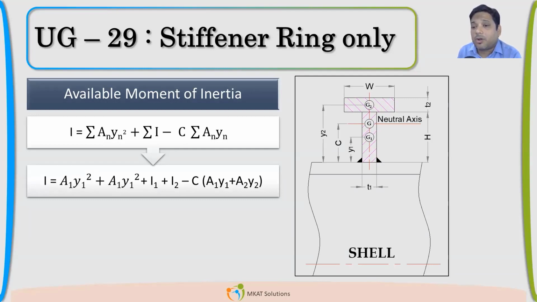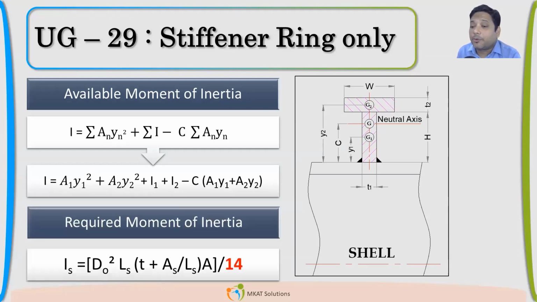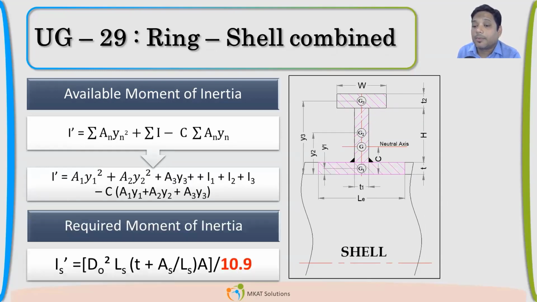Here is a recall of the available moment of inertia, which we have already calculated for this section. We will get the required moment of inertia by using this. Here we are not considering the shell as taking part as a stiffener, so we have used the term 14. Now I'll just compare these two. This is the second case, where the shell is also taken care of. So just try to see that.